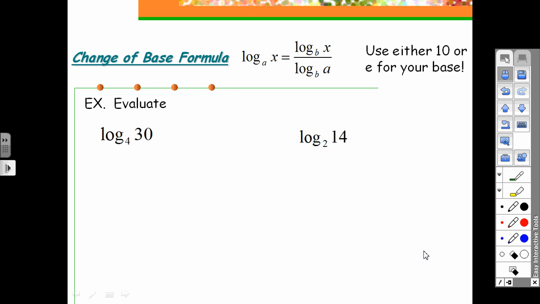I'm going to put that on the new screen. Our change of base formula says that if you have a log base a of x and you want to evaluate it, take the log base b of x, and then divide it by the log base b of a.